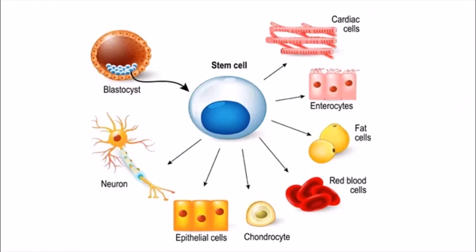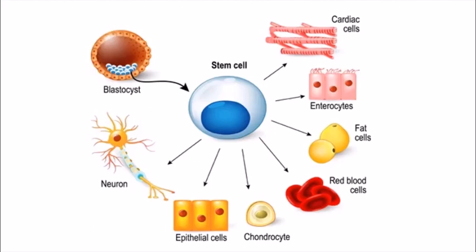Now, cells can be of two types in our body. First is stem cell. Stem cell is also called a somatic cell. Stem cells are the cells that are able to develop into many different cells. So from one stem cell, you can get different types of cells. From a muscle cell to a brain cell, all the different types of cells can be produced from the stem cell.